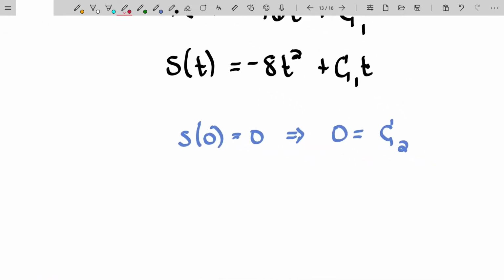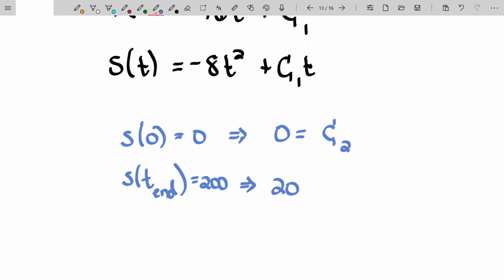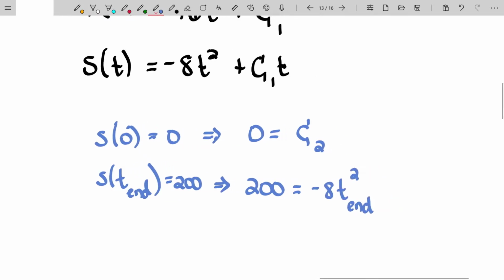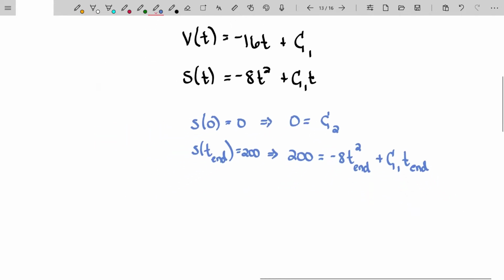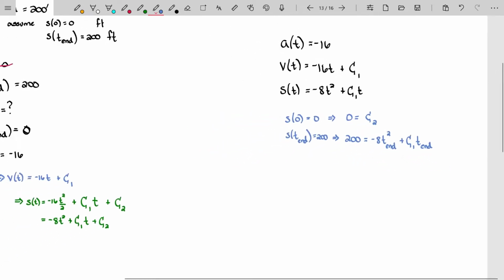So let's go ahead and write that in. Position at time end equals 200. Well, that will imply the output is 200 in my position function when the input is time end. Time end squared plus C1 time end. And you look at that and you think, well, that's not really helping me. And I would agree slightly, but there is actually something else we can do.